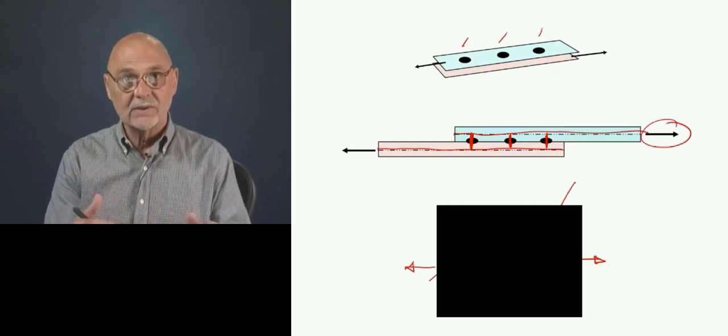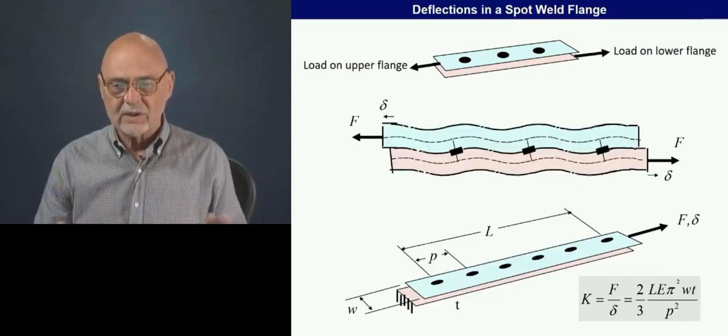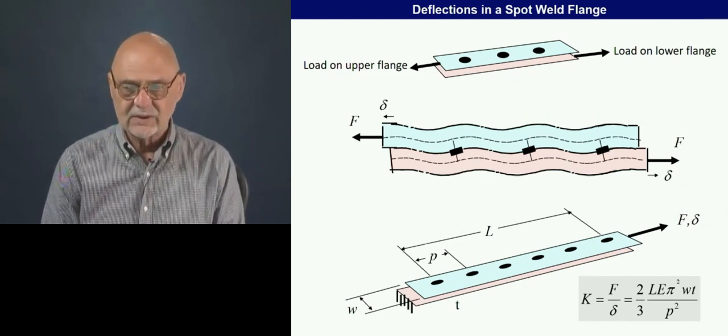Okay, so you can imagine a whole long flange with 10, 12 spot welds along the length of a beam undergoing this kind of a shearing deformation. Okay. And we can do some calculations on this. We can actually go through this.